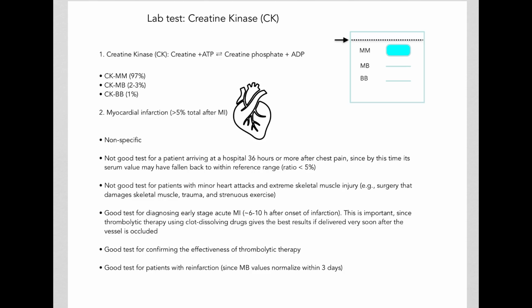CKMB is also a good test for patients with reinfarction, since the MB values will come back to normal after 3 days. So somebody had a heart attack and a few days later had another heart attack, the CKMB will once again rise. So this is also a good test for reinfarction.